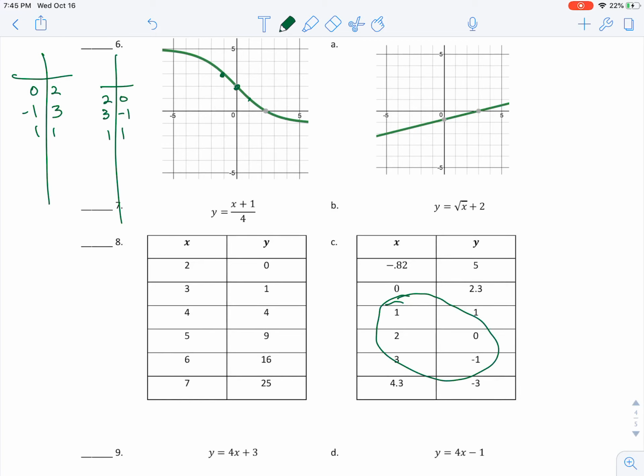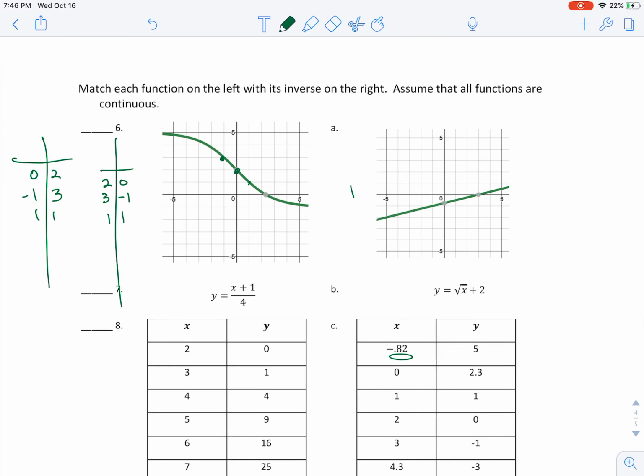Just to be sure, I might think about, okay, well this point right here is awfully close to 5, -1. So this table would have to include something like -1, 5. And sure enough, this one does right here. -0.82 is because this doesn't come all the way down. So this one is definitely C. So I'm going to just go right here, and say that these two connect, and I'll do each one in a different color.